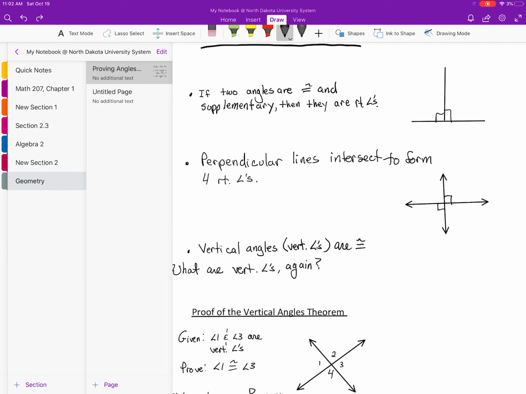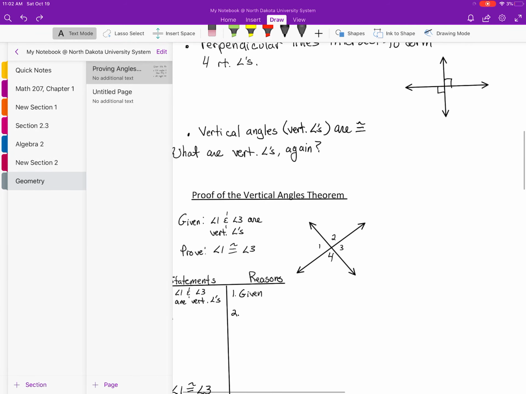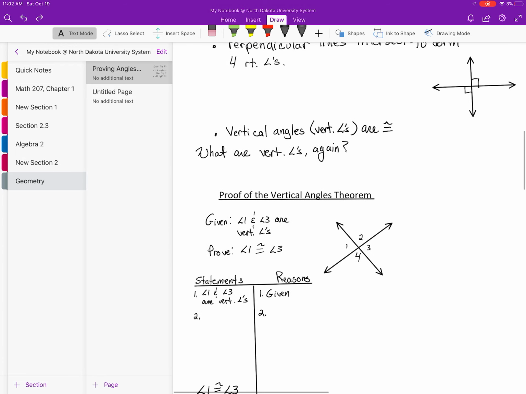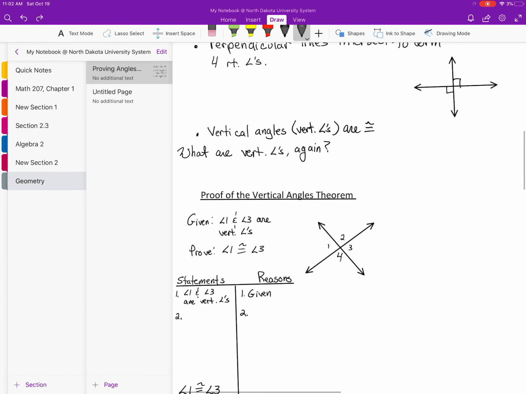And something new, vertical angles, abbreviated vert. angles, are congruent. And what are vertical angles again? Anybody remember? Now would be a good time to check your notes, because we need to understand this as we move forward. And it's perfectly acceptable and even encouraged that you refer to your notes in class and during these videos.